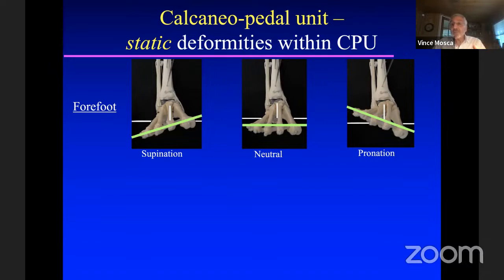The front of the CPU is the metatarsals. The back of the CPU is the calcaneus, not the talus, it's the calcaneus. So supination is a static deformity of the bones within the CPU. And if you look at the right, pronation is a static deformity of the bones within the CPU, where the fifth metatarsal is elevated off the ground, the first is on the ground, and the hind foot is in neutral.